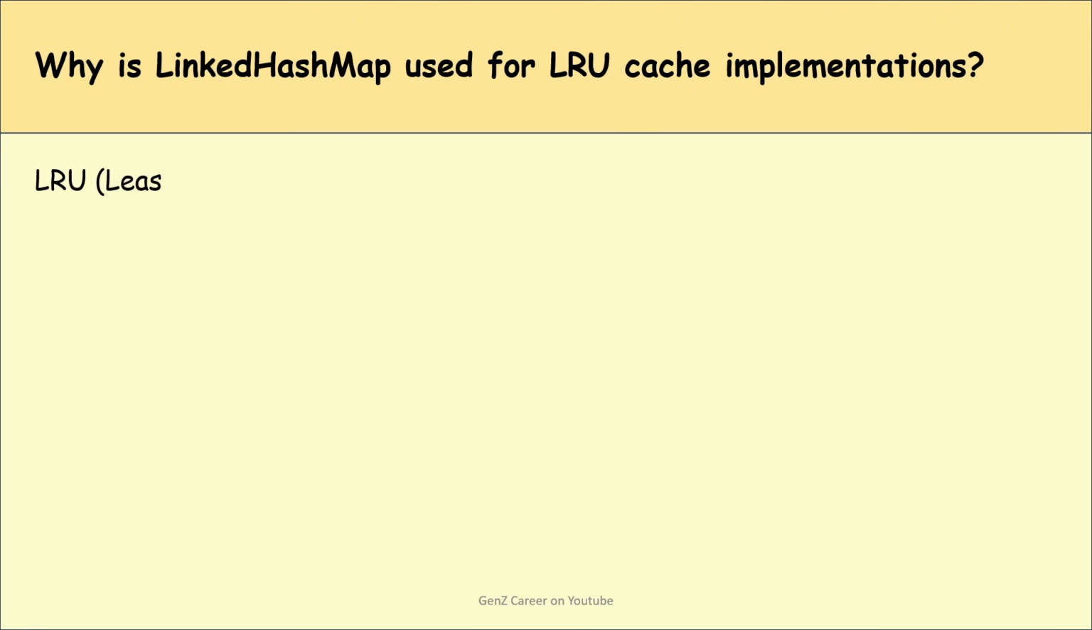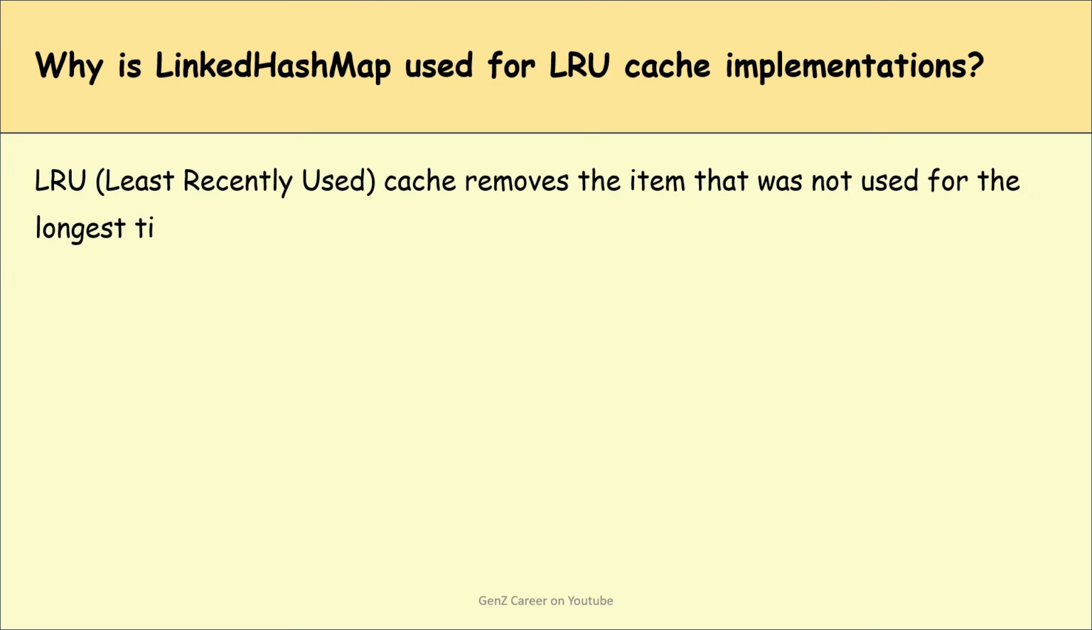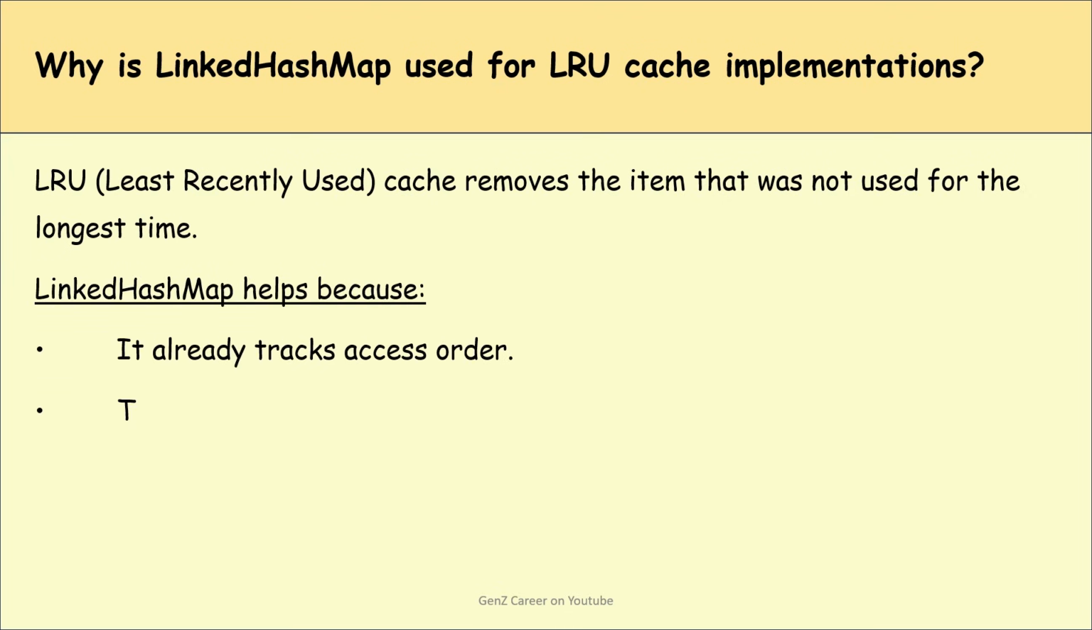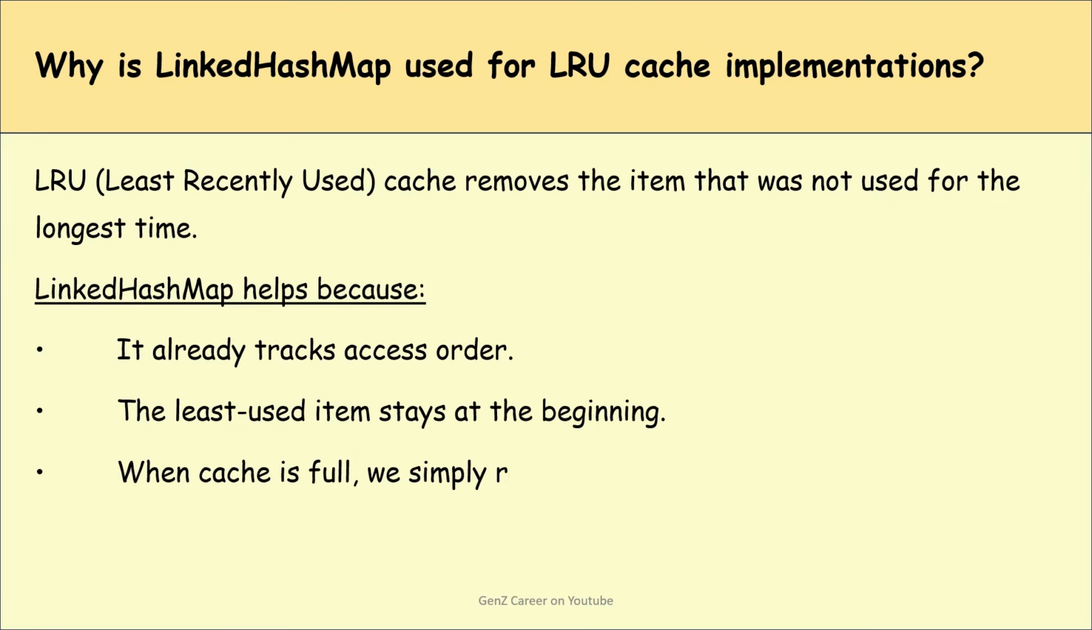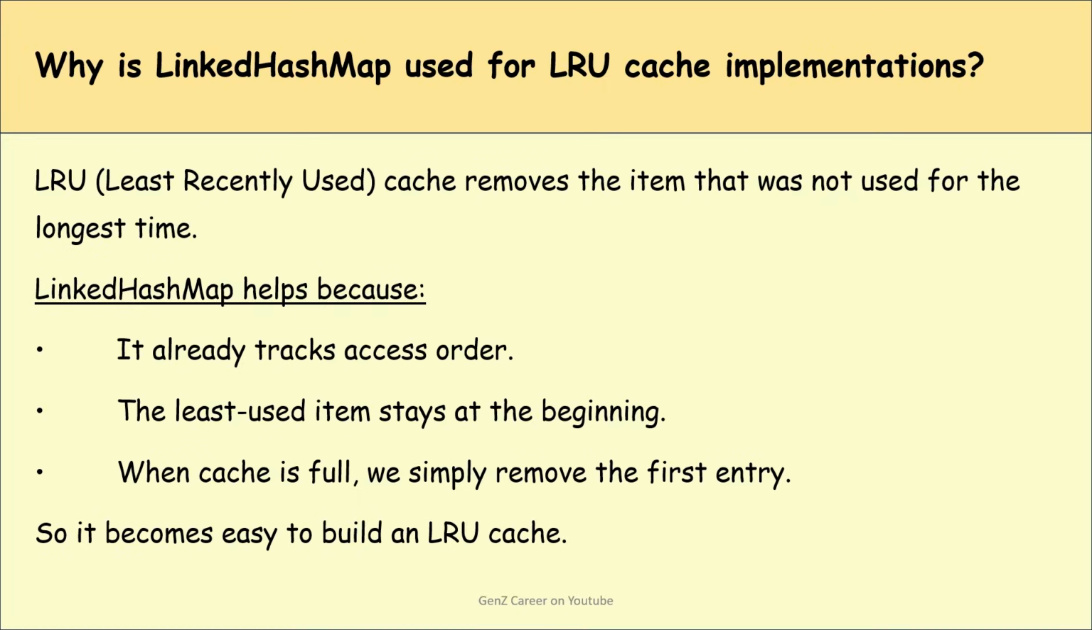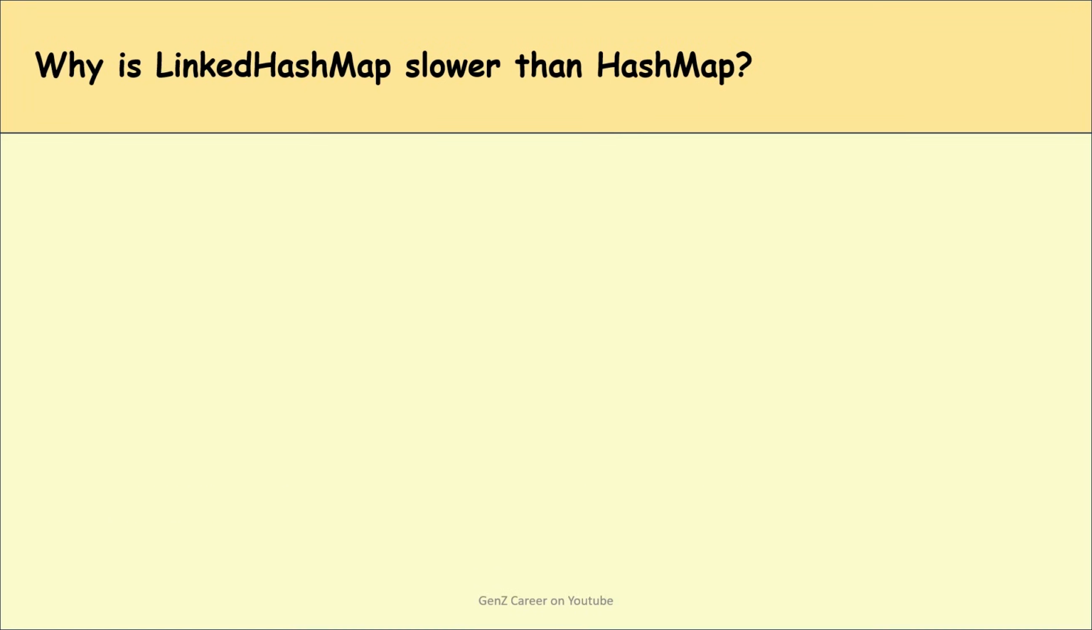LRU cache removes the item that was not used for the longest time. Here, let me tell you how LinkedHashMap helps because it already tracks access order. The least used item stays at the beginning. When cache is full, we simply remove the first entry, so it becomes easy to build an LRU cache. Okay. Next question is, why is LinkedHashMap slower than HashMap?